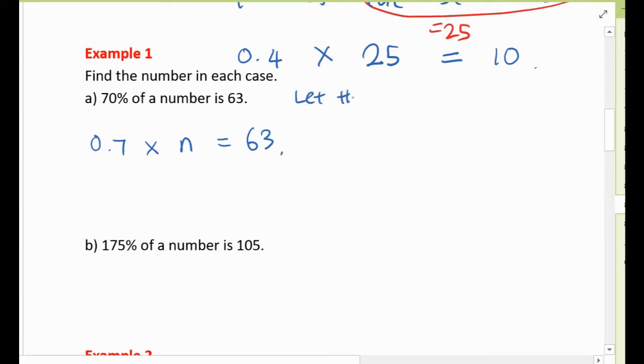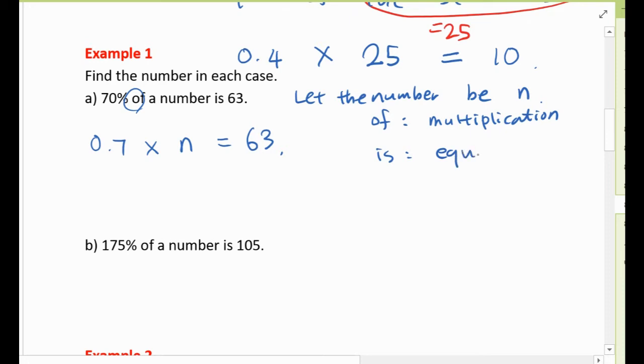So I want you to write it down. Let the number be n, and of is multiplication. Is an equal sign. So remember this. So when you see a number, you can let the number be n or x. So whatever the variable is, just use a variable. So 0.7 times n equals 63.